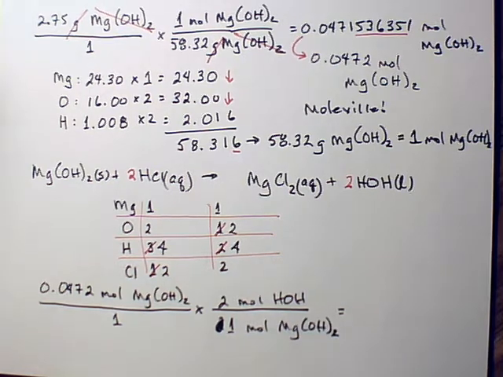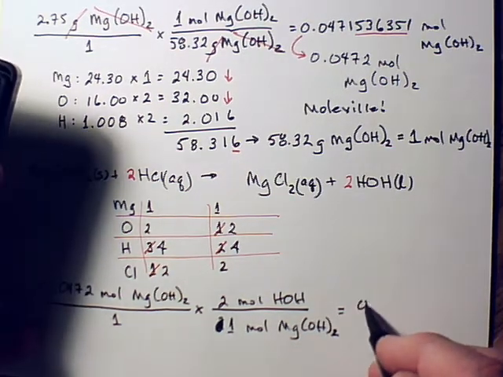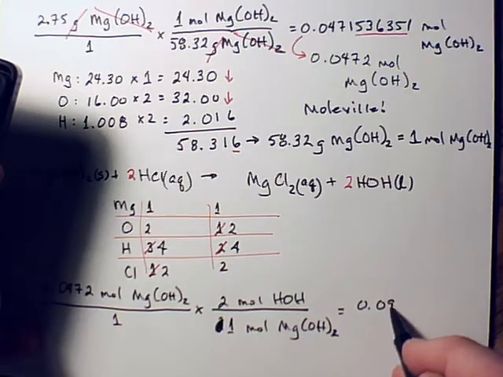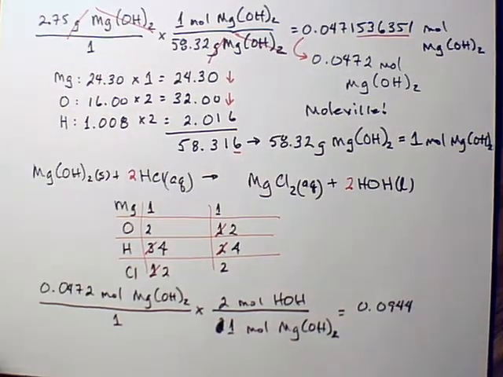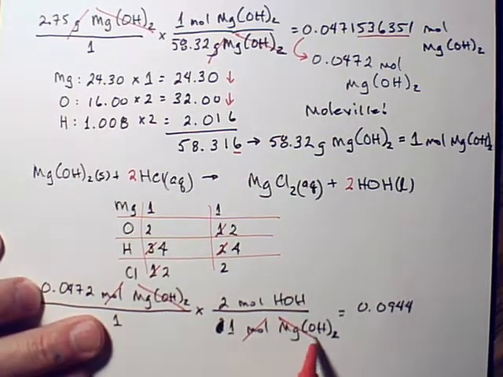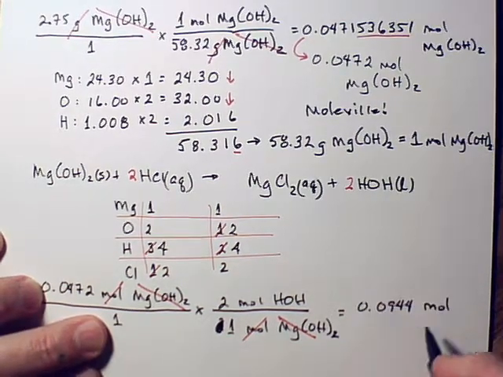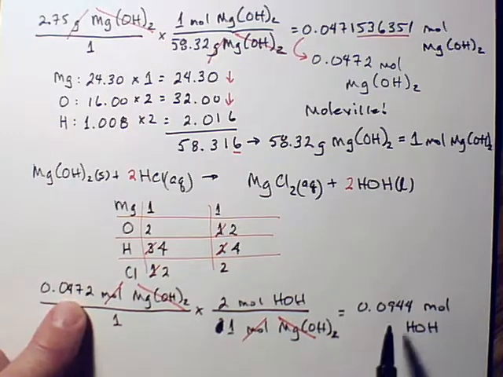Oops, I put my calculator wrong. So 0.0944. Cancel the units. Cancel the species. And I can see what's left is moles of HOH. And there's no reason to round it off because this number and this number have the same number of significant digits.